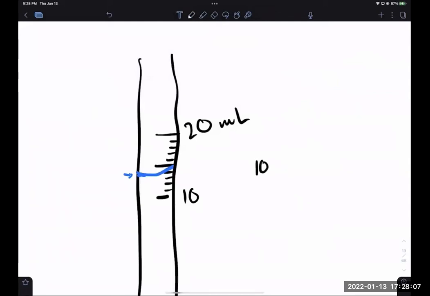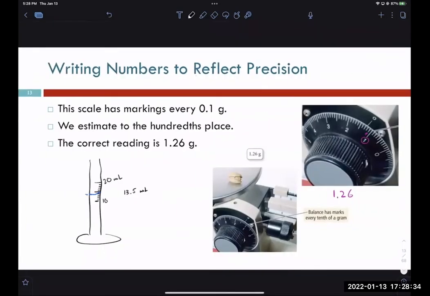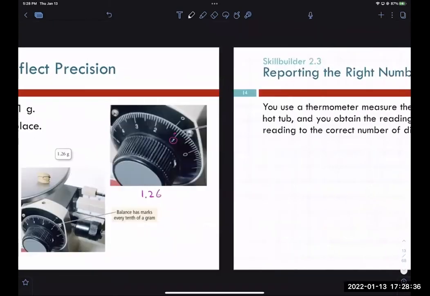So our measure would be 13.5 milliliters. Sorry, nope, I read that wrong. Please feel free to call me out when I do that. 13.5. There we go. 13.5 milliliters. And then, well, we'll get to that in lab. There are some that have 0.2 markings, and those are weird. Okay, so those are that.